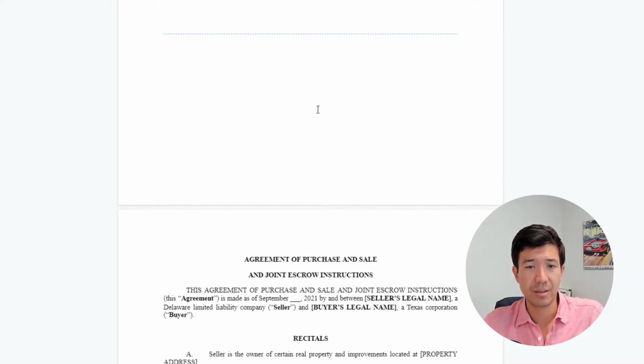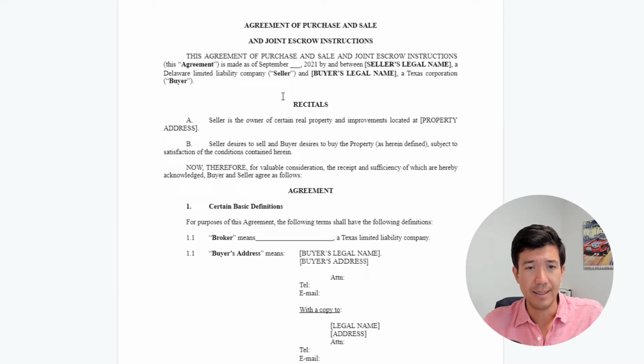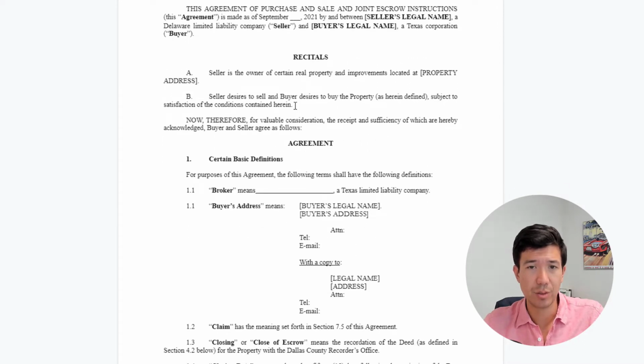Seller, buyer, pretty straightforward. Again, recitals, certain real property and improvements. This is something I talk about, the real property plus now a lot of the intangible intellectual property, the names, the phone numbers. Less so on industrial, but more so important on multifamily. So photos, apartments.com listings, trade names, websites. If they've got a great website that you want to keep, at least keep that traffic and route it to your new website.